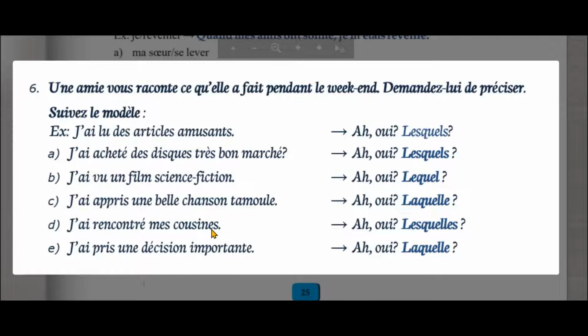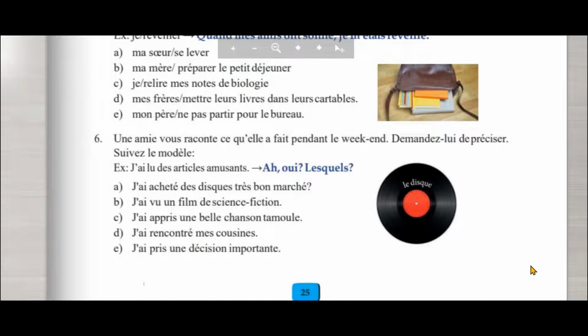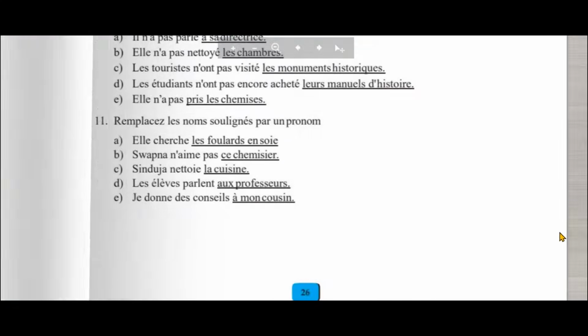You can see the additional e and s, meaning cousin sisters, feminine plural, and for feminine plural, you should use lesquelles. Last one, I made an important decision, or I took an important decision. Again, the trigger for you is une, so it indicates feminine singular. Therefore, we are writing laquelle. Let's move on to the next exercise.